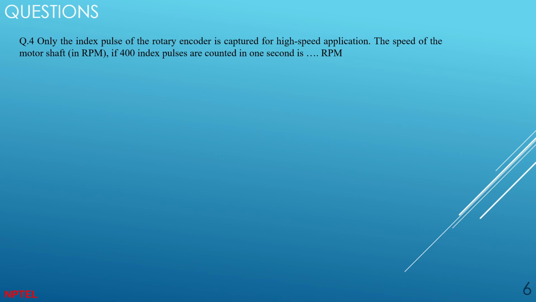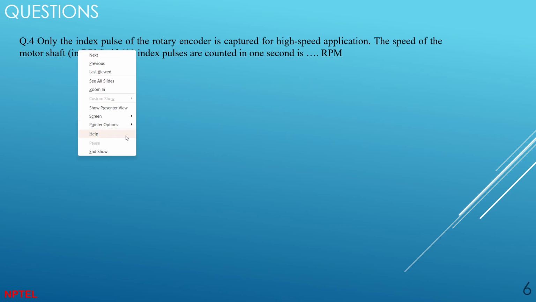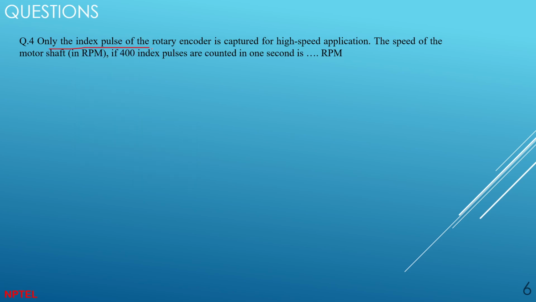So here again, it's a question on the encoder. Only the index pulse of a rotary encoder is captured. I've told you that there are three pulses in an encoder. There is pulse A, then there is pulse B, which has a 90 degree phase shift. Then there is one index pulse, which will pop up after every one revolution. After one revolution is done, one pulse will come.